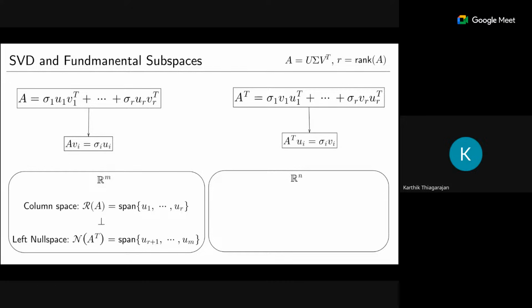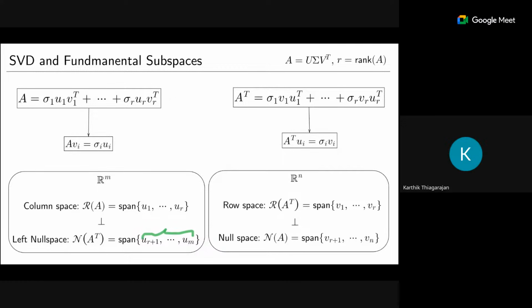So what is remaining here? The row space and the null space. These two are remaining, and notice that they are perpendicular. These two are perpendicular because this is orthonormal, so U1 to UR are all perpendicular to UR plus 1 onwards.